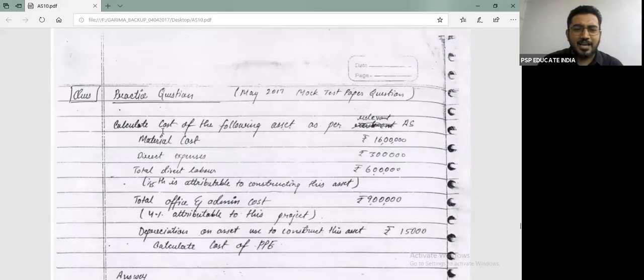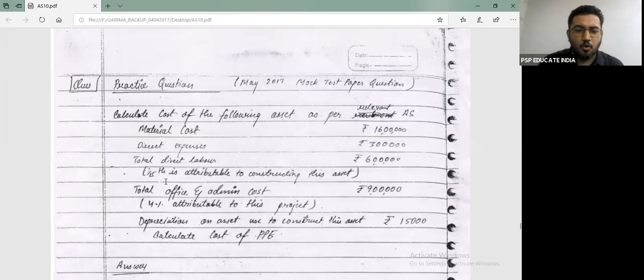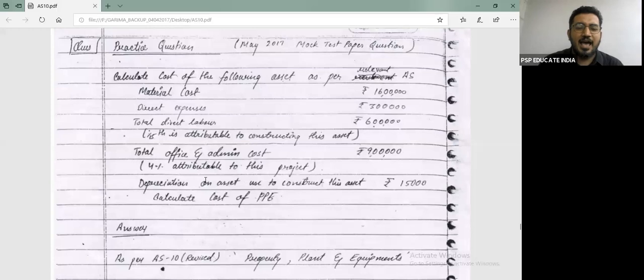It says calculate cost of the following asset as per the relevant AS. Your material cost is 16 lakhs. Your direct expenses is 3 lakhs. Your total direct labor is 6 lakhs. But 1/15th, this is 1/15th. Only 1/15th is attributable to construction of this asset. Total office and admin cost is 9 lakhs. Only 4% is attributable to this project. And the depreciation on asset used to construct this asset is 15,000.